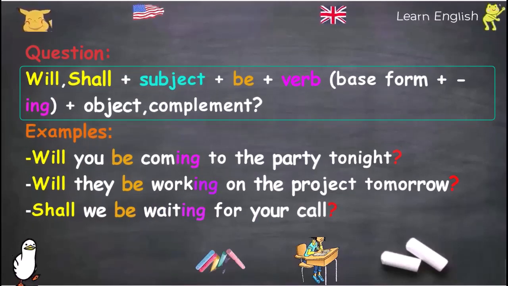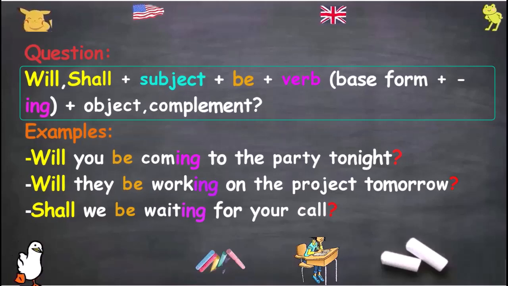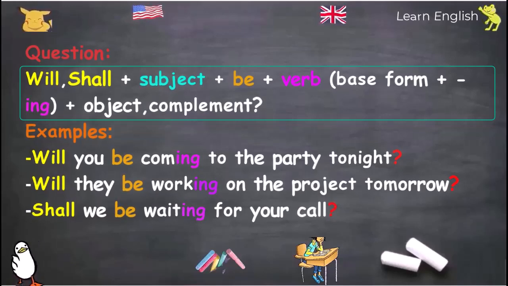Question: will or shall, plus subject, plus be, plus verb base form plus -ing, plus object or complement. Examples. Will you be coming to the party tonight? Will they be working on the project tomorrow? Shall we be waiting for your call?